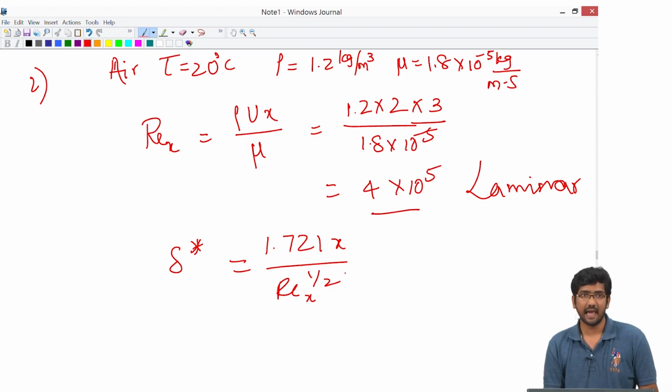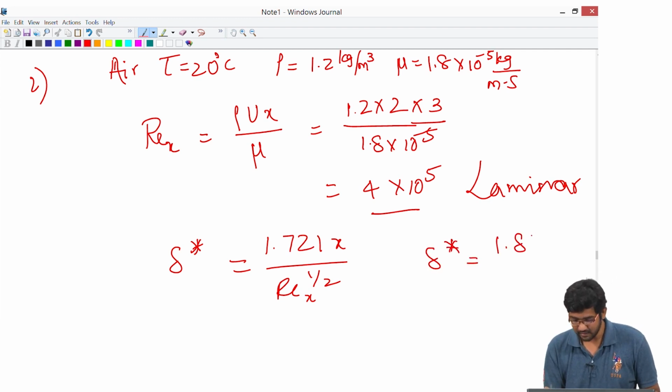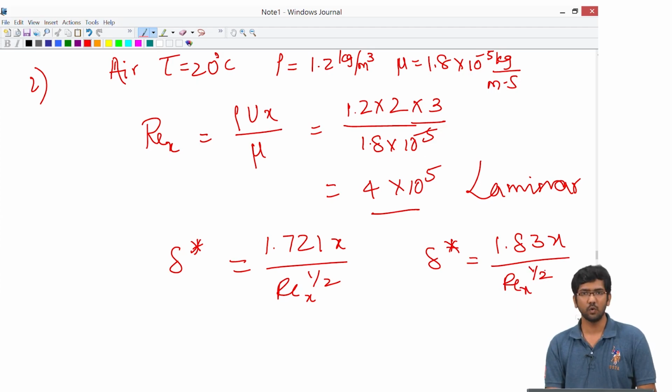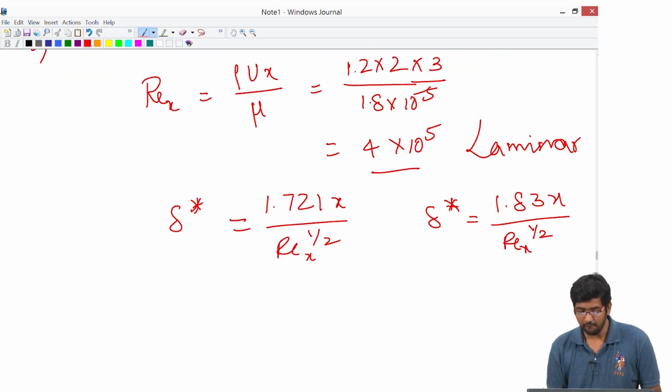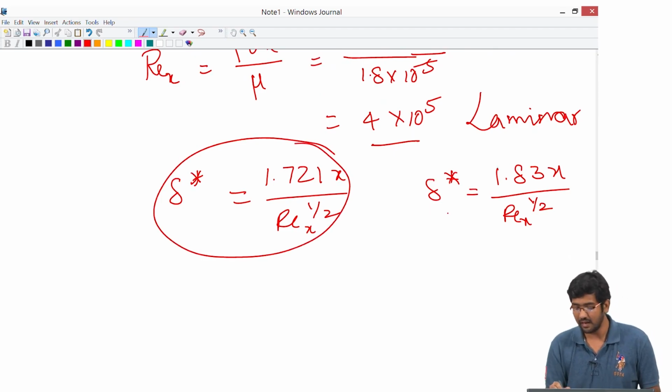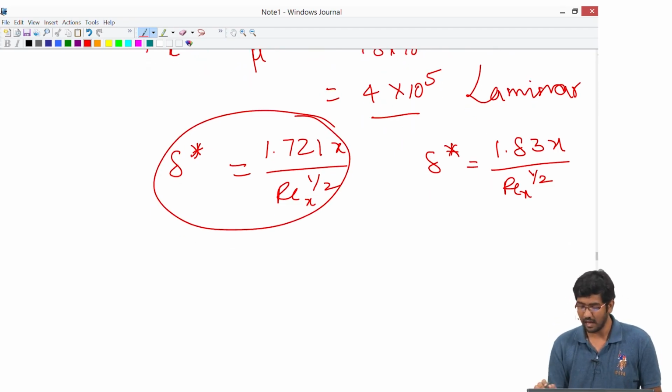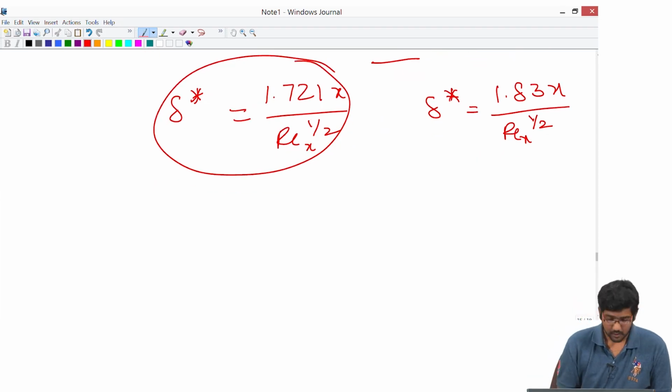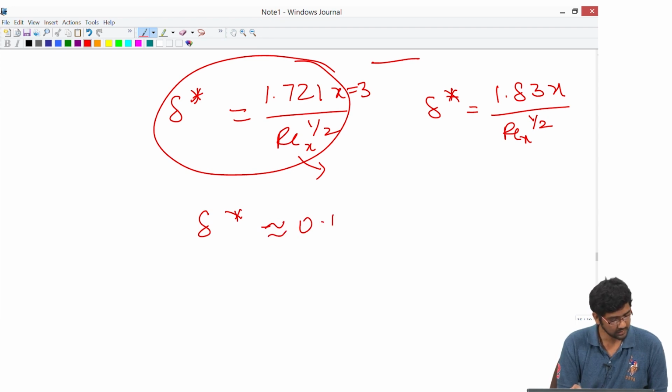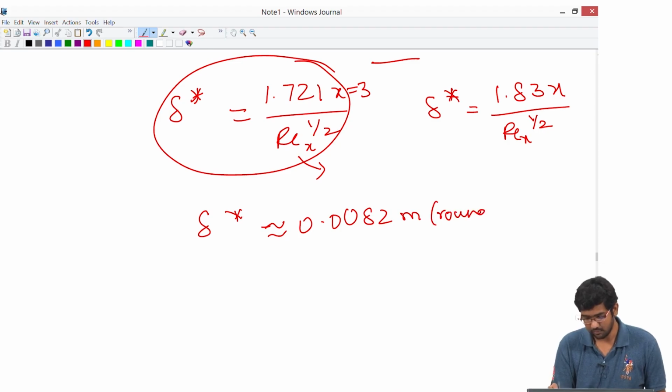This is based on the exact calculation, and if we assume the profile in the boundary layer is parabolic, then what we get is something very close to that, which is 1.83 x by Rex power 1 by 2. So, the relative error between these two will be around 6%. Now we will use the exact equation. Maybe you can try using the equation that we obtained assuming the flow is parabolic. We know x, which is 3 meters, and we know the Reynolds number. So, that gives us the delta star as 0.0082 meters, a rounded decimal.